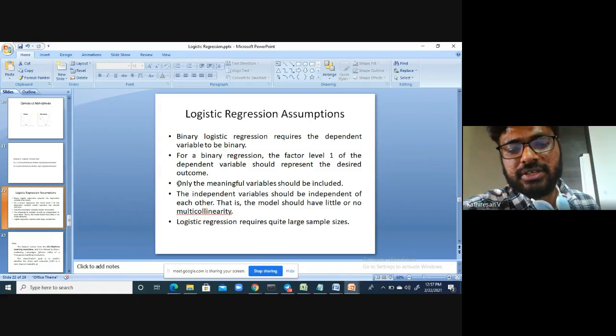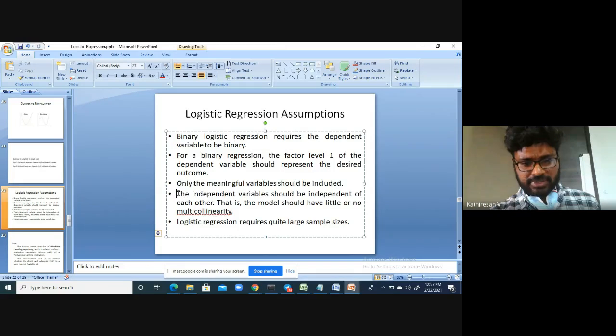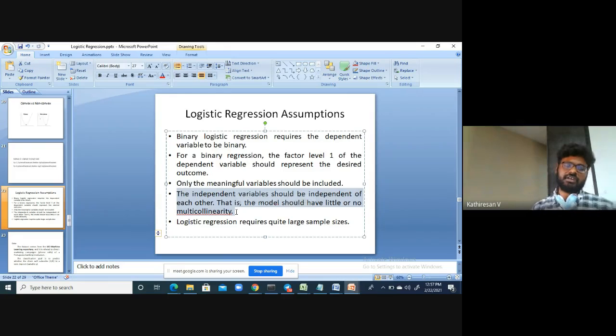That is the main point, and it is very highly important. The independent variables should be independent of each other. The model should have little or no multicollinearity. What is multicollinearity?